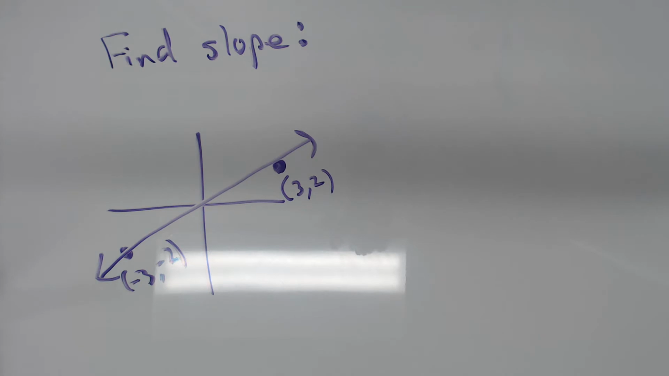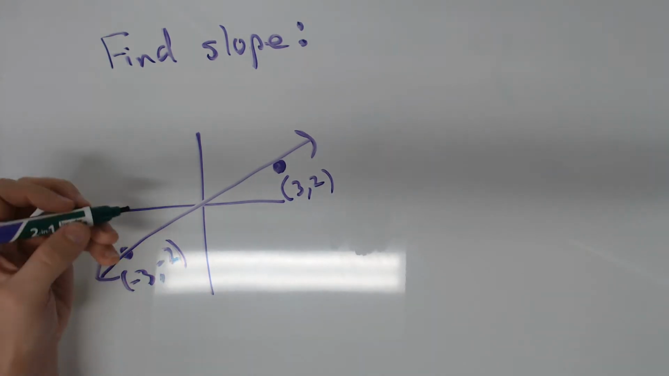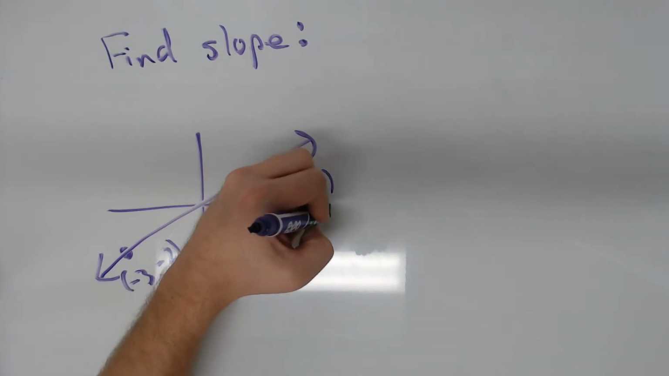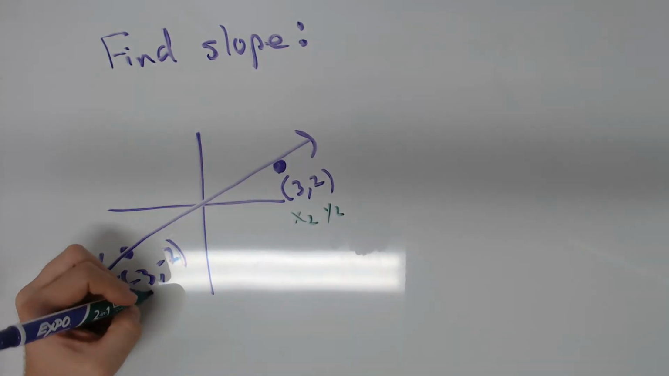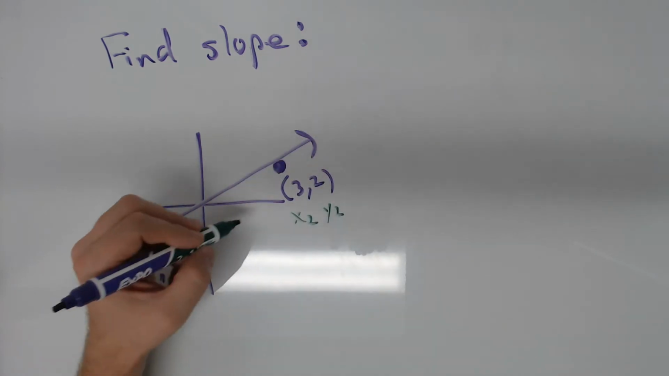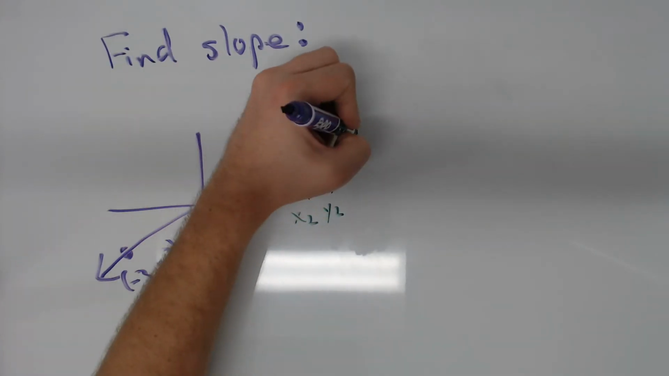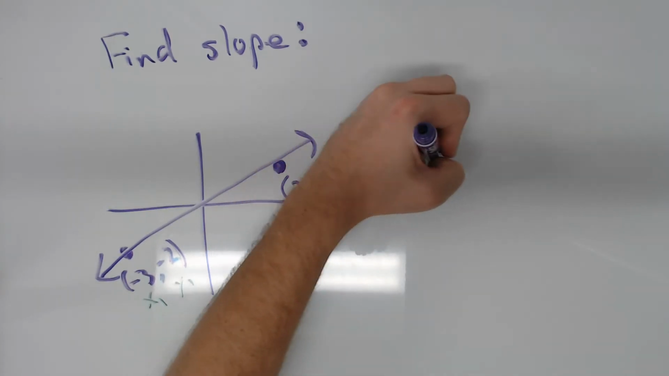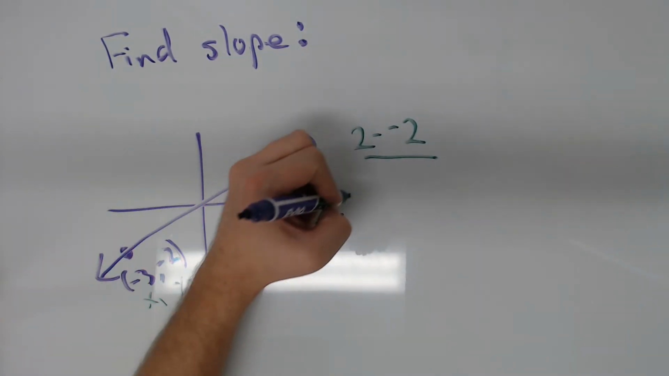Here's an example for finding slope again. So which point is the newer point, which is the older point? This is point 2. This is the newer one, so I'm going to call it x2 and y2. The older one I'm going to call x1 and y1. So in our equation, we should do new minus old. 2 minus negative 2, the y values on top. 3 minus negative 3 for the x's.